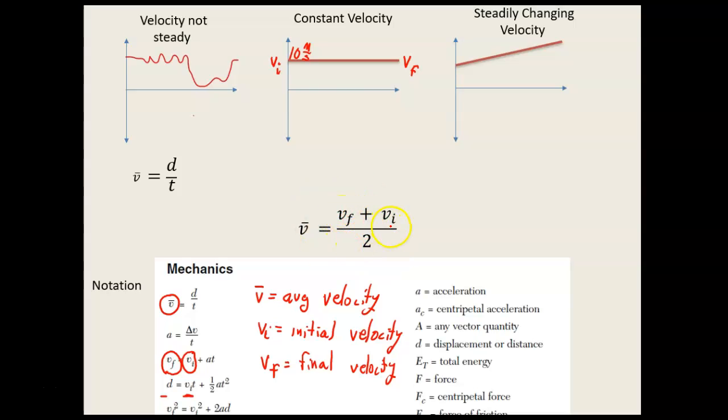I could say 10 meters per second at the beginning plus 10 meters per second at the end is 20, divided by 2 is 10. So my average velocity would be 10. And here, using VI and VF also makes sense.